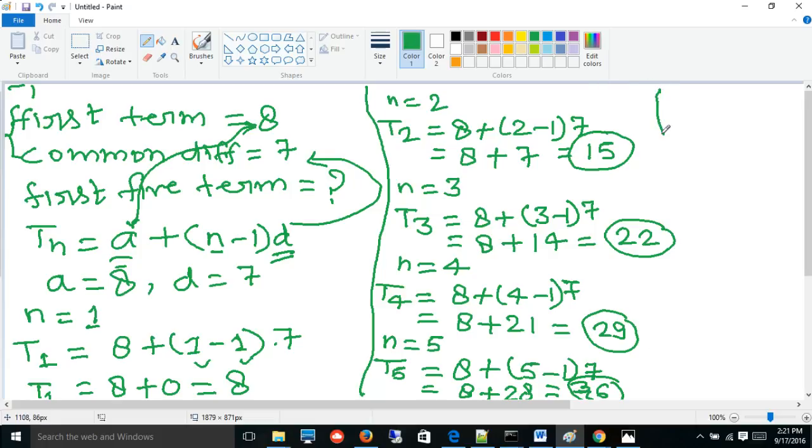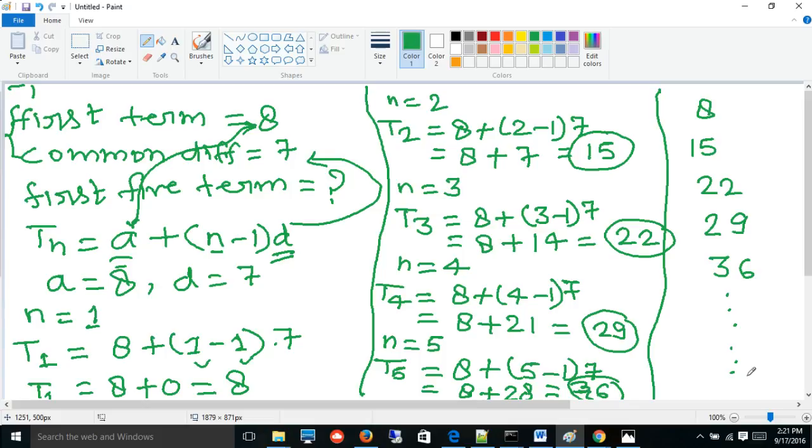We calculated all 5 terms. Now we will write down here. So first term is 8, second term is 15, and 22, 29, and 36, and so on. So this is an AP series here. This is the AP. So this is our answer. 8, 15. So you can see the difference. The difference is 7 across, and 7 is also given as the common difference here.